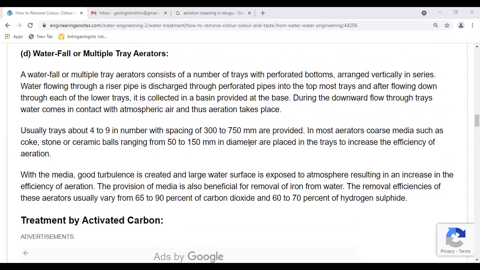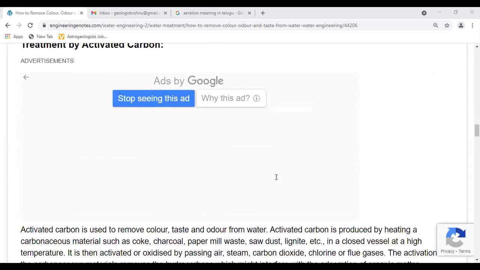The provision of media is also beneficial for removal of iron from water. The removal efficiencies of these aerators usually vary from 65 to 90% of carbon dioxide and 60 to 70% of hydrogen sulfide. Treatment by activated carbon.